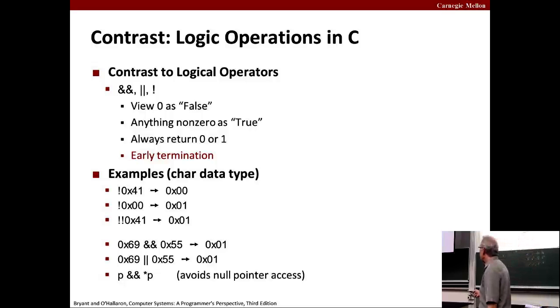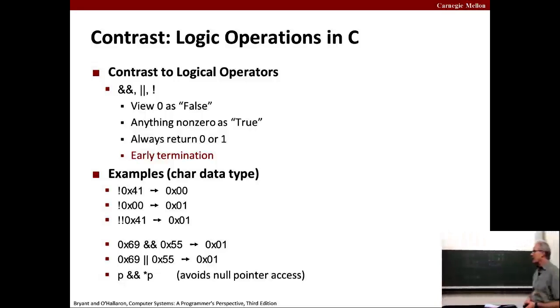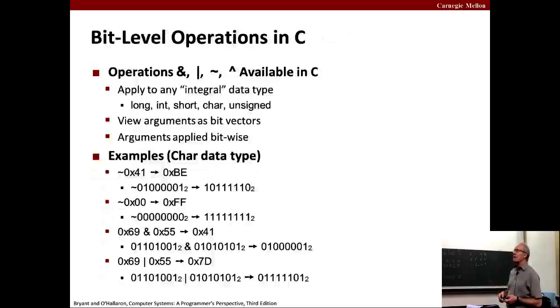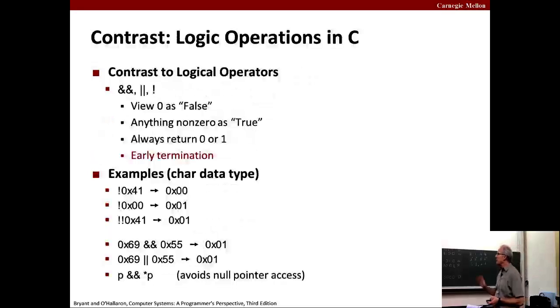In particular, this early termination is something that people use a lot. If you want to make sure that you're not accessing a null pointer, you can test whether it's a null pointer first before accessing it. And if this is 0 or null, then it won't do the dereferencing of null. So it's a fairly useful feature as well. Anyways, that's an aside. At this level, we're mostly looking at bits, but just as a programming note, don't mix these up.